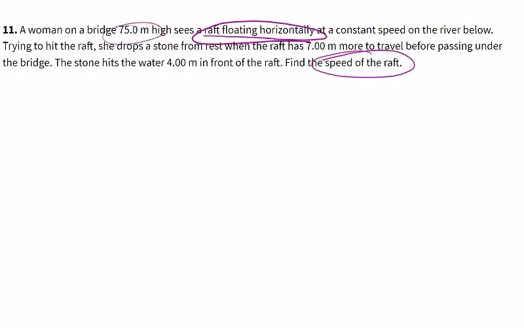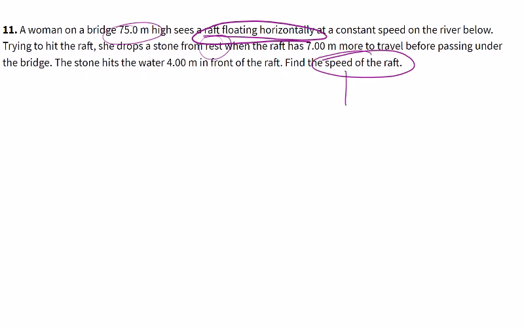If you read the problem, they're standing on a bridge 75 meters high, they see this boat or raft, and they're trying to hit the raft. So they drop a stone from rest, so we know Vi is 0, when the raft has 7 more meters to travel before passing under the bridge. The stone hits the water 4 meters in front of the raft. Find the speed of the raft.